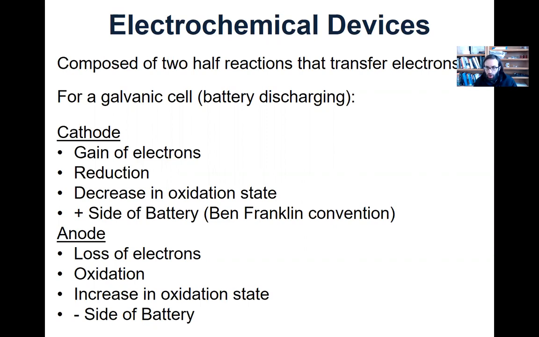And so in a galvanic cell, when you're getting energy out of the system, it's spontaneous. At the cathode, we have the gain of electrons. Okay, that's what the cathode's defined as. Another way of saying gain of electrons in electrochemistry speak is calling that a reduction. Another way of saying that is that the oxidation state decreases.